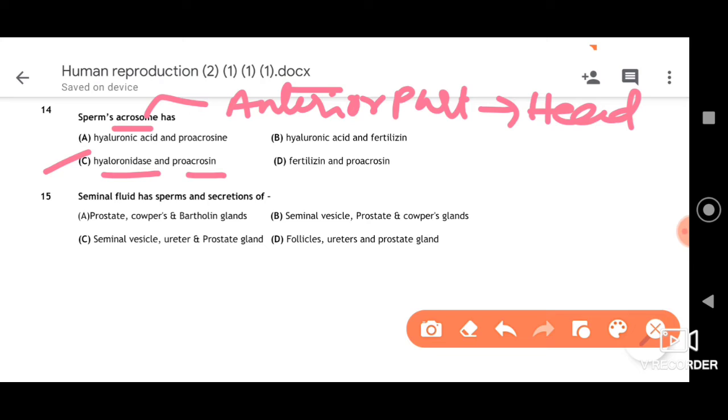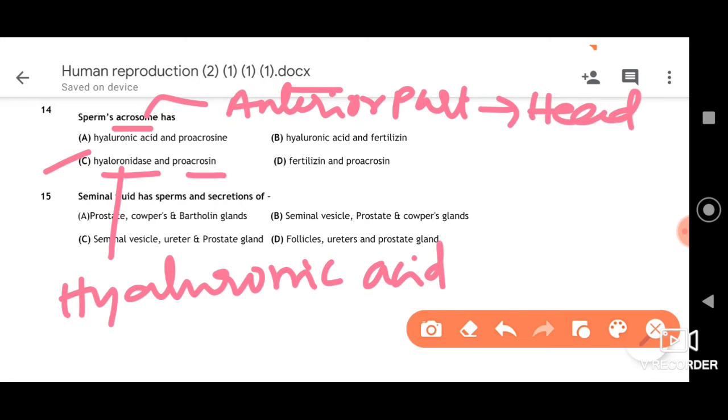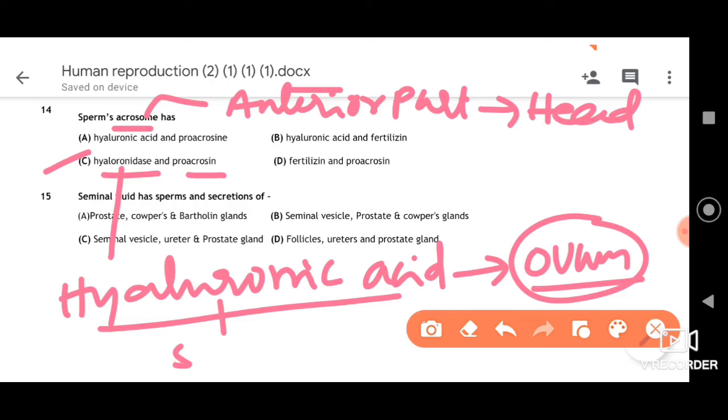Proacrosin later becomes active, and the active form is called acrosin. These two are very important for various activities. The hyaluronidase destroys the hyaluronic acid, which is present in the ovum, and only when it is destroyed can the sperm enter into the ovum. That's very important to understand.